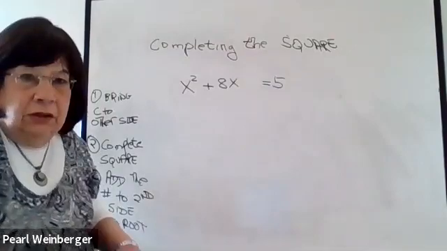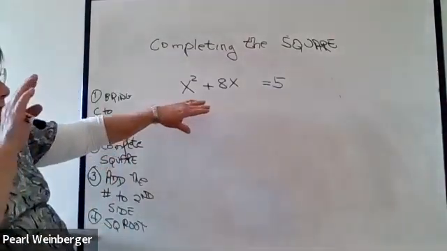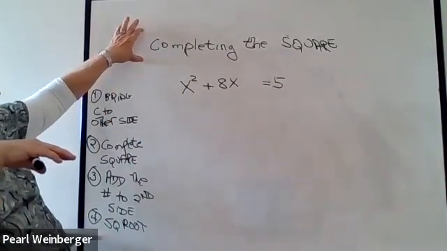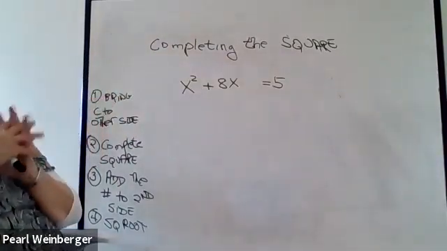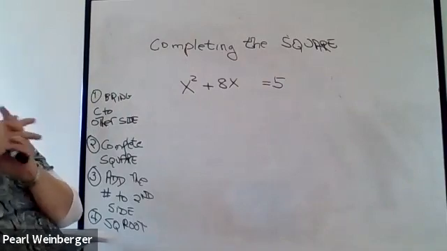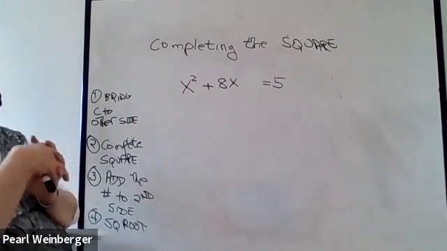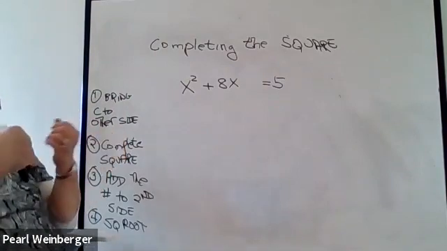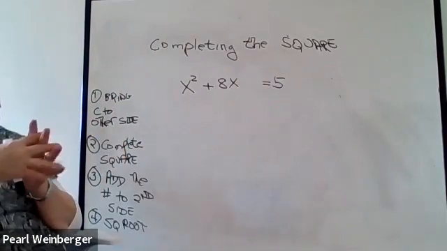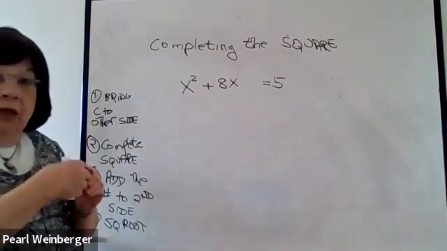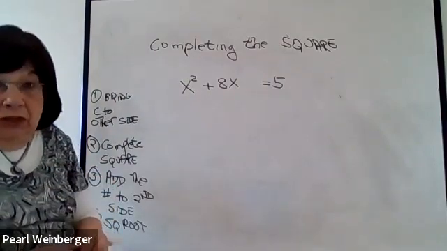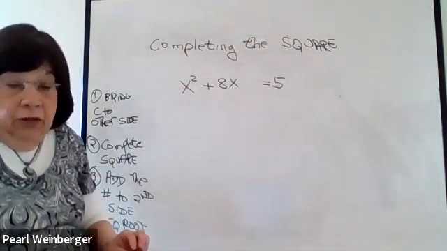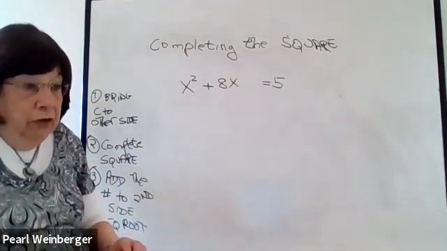Okay, let's get started on this. The first thing is I'm going to do it using the completing the square method. Then I'm going to go back and do the same thing using the quadratic formula so that we can see which method you would prefer. Because truthfully, I don't care which method you use. If both of them work, then you can use either method that you prefer.